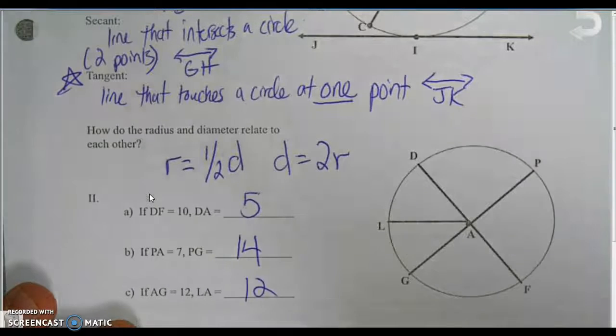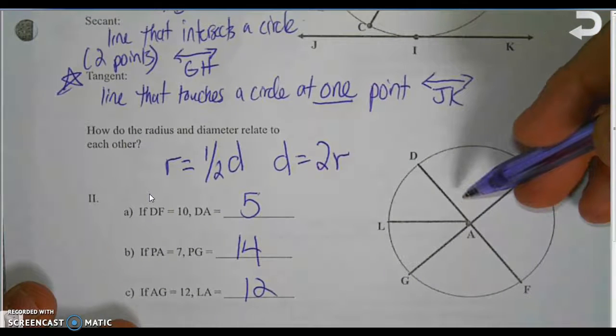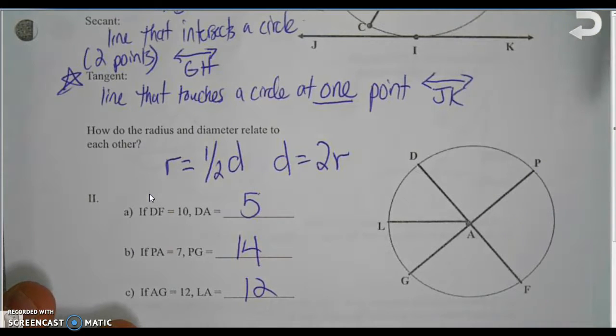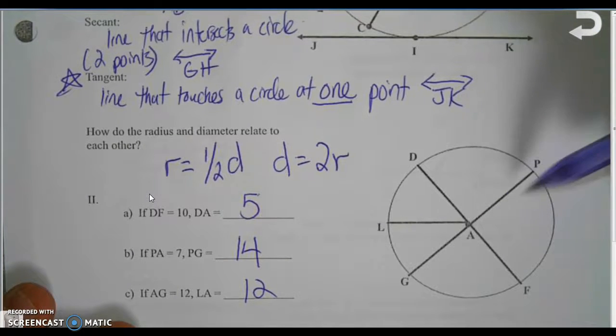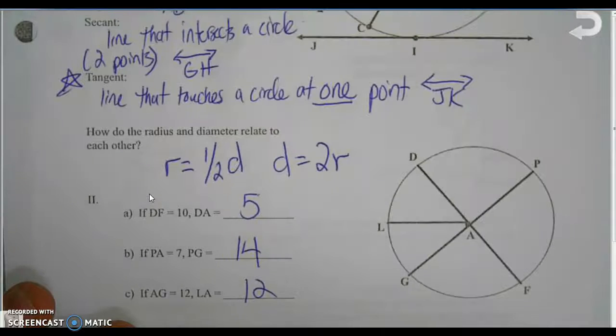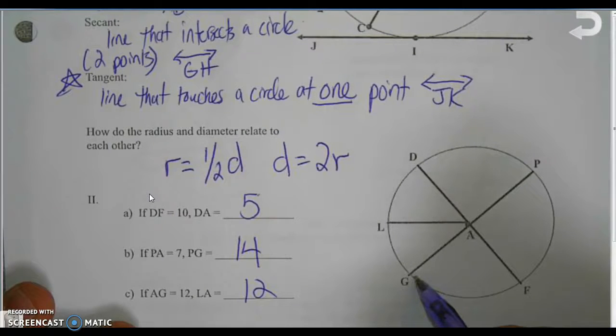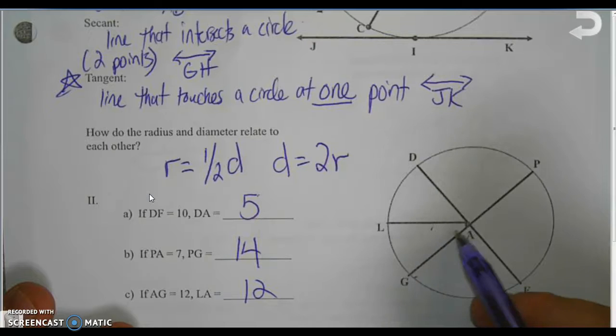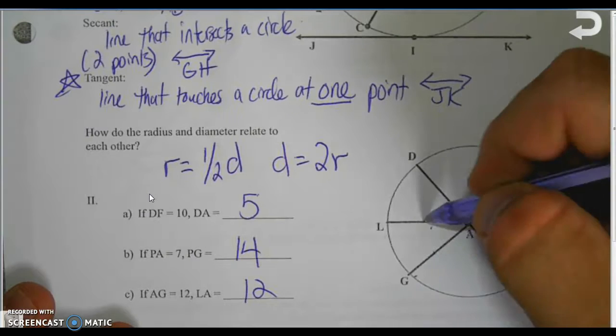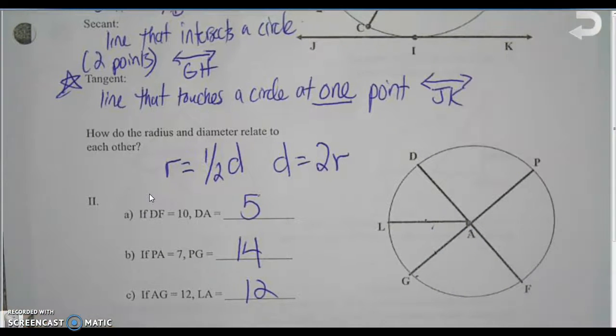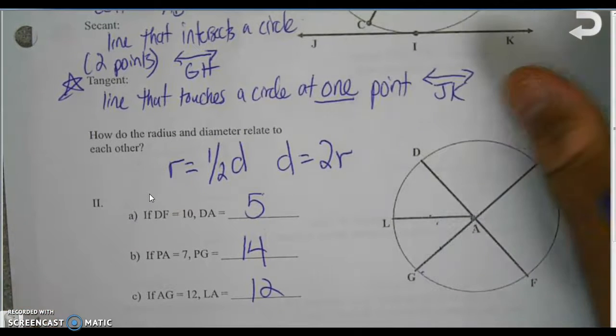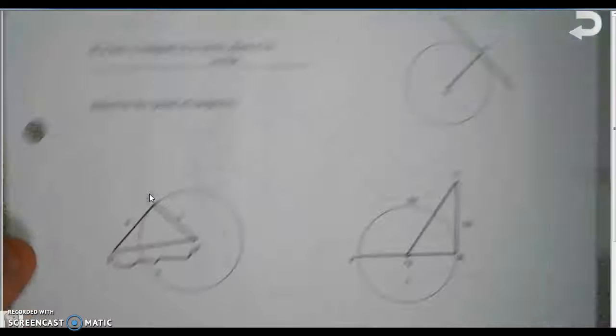So if DF, which is the diameter, is 10, then DA, which is a radius, is 5. If PA, which is a radius, is 7, then PG, which is a diameter, is 14. If AG, which is a radius, is 12, then AL, which is also a radius, is also 12. And that's important because if this radius is 12, this radius is 12, and all the way around. That will come back later when we talk about tangents, okay? And you can imagine where I'm going, if we were to understand that, you can move the position around and still get the same distance.